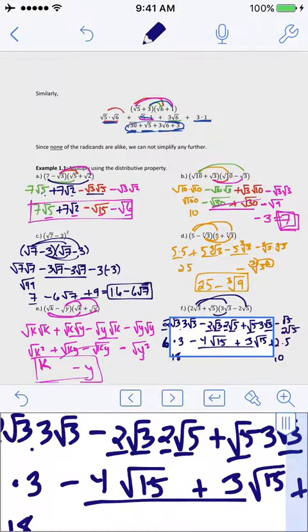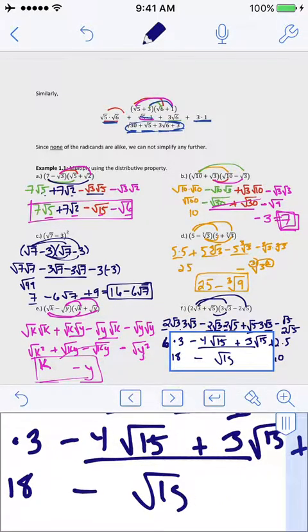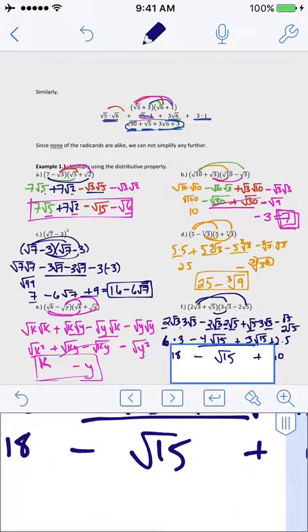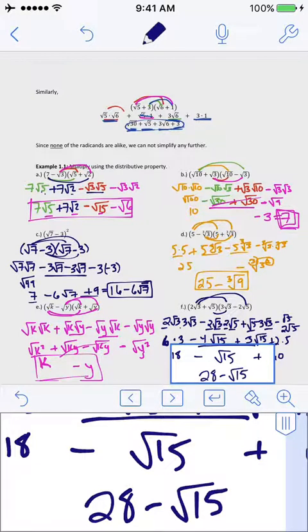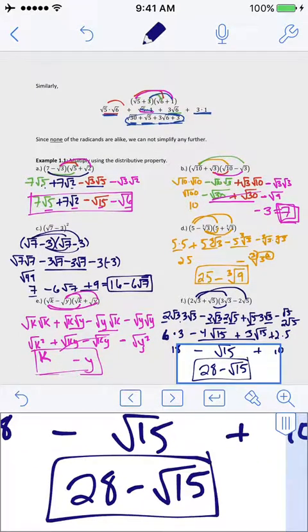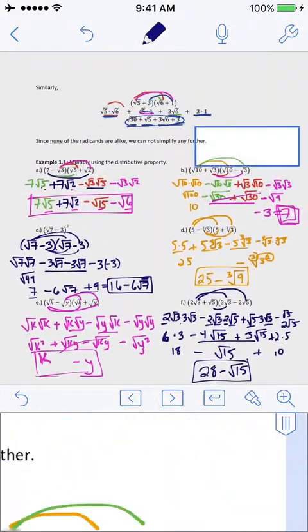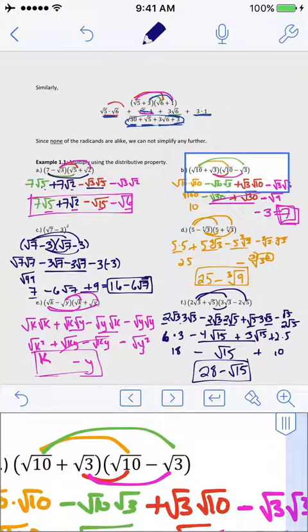We have a few like terms in the middle that ends up being a negative root 15. 10 and 18 and 10, oops, it's a positive 10. We can combine those, so we get 28 minus root 15. And that's the problem. 28 minus root 15. Coolio. Alrighty. So that's multiplying radical binomials. Not super different from multiplying regular polynomials, regular binomials. So you just have to watch out for those product rules and what you can actually combine and not combine.